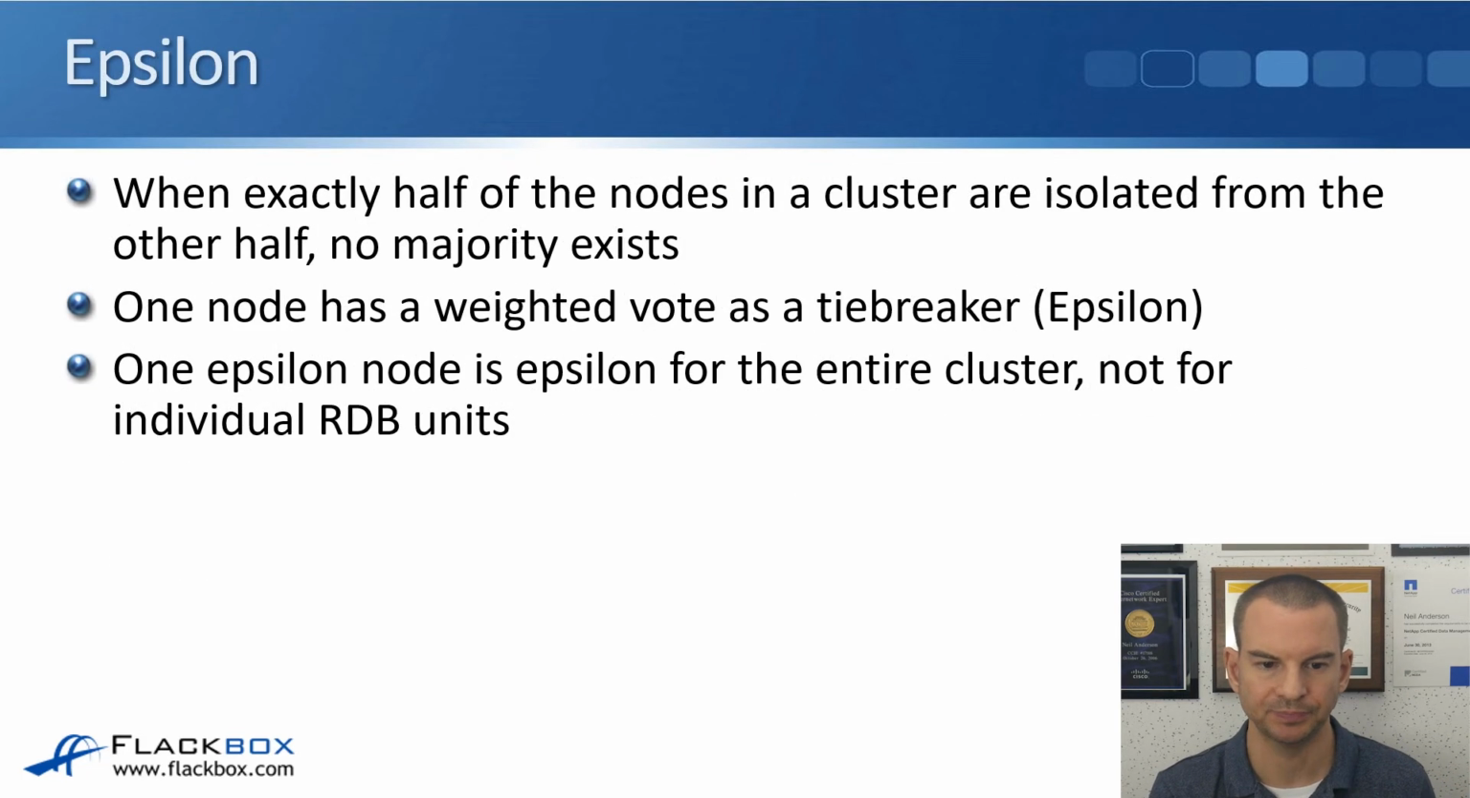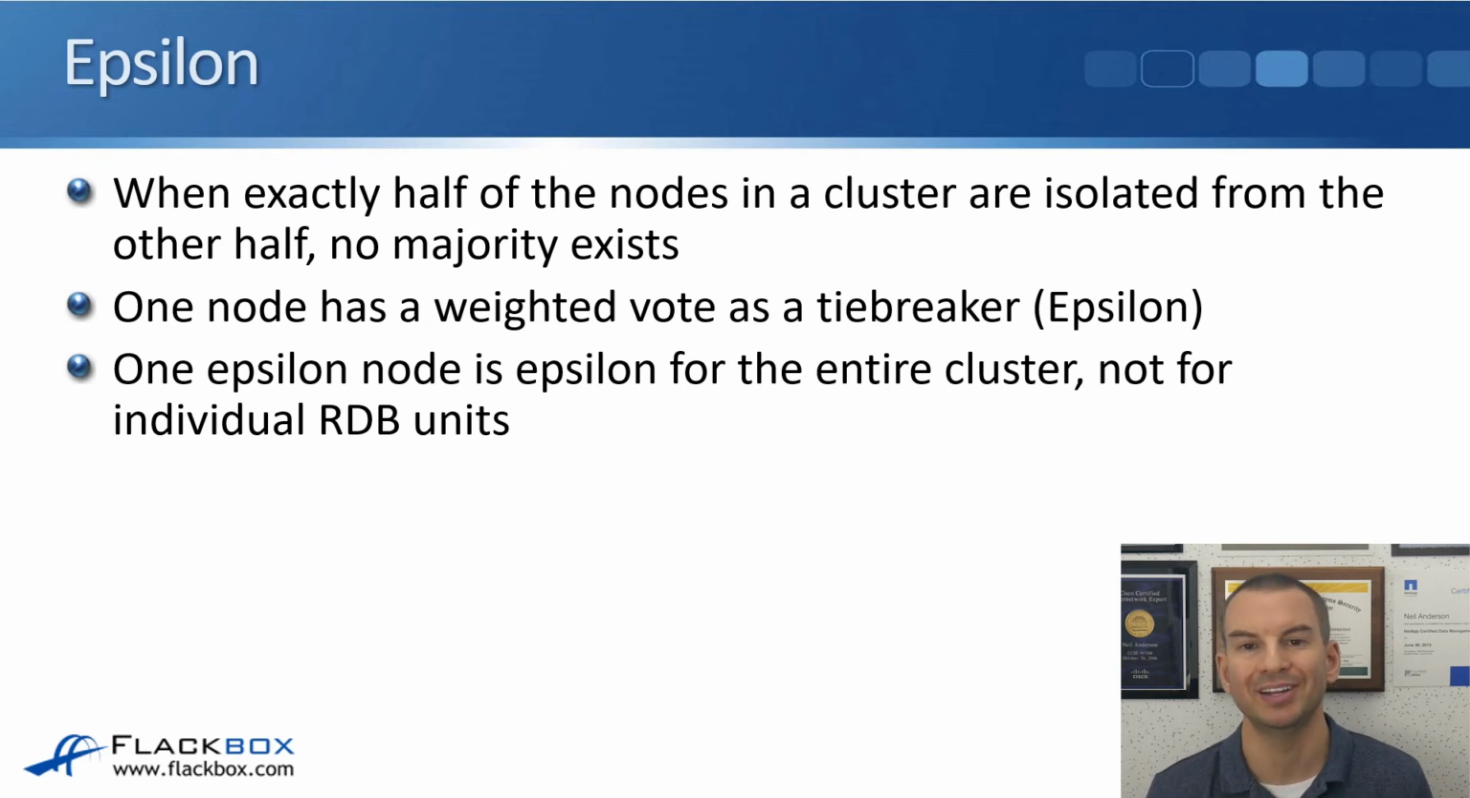But what if you don't have a majority of the nodes, but exactly half of the nodes have communication with each other? So again, in our 8-node cluster, rather than having a set of 5 and a set of 3, what if we've got 2 sets of 4 nodes that can communicate with each other? Well, when exactly half of the nodes in the cluster are isolated from the other half, no majority exists. You'd have a 4 and a 4 with our 8-node example. In this case, one node has a weighted vote as a tiebreaker. That is the Epsilon node.